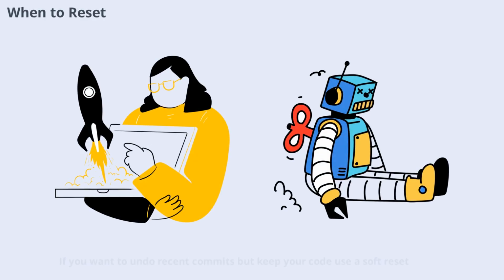If you want to undo recent commits but keep your code, use a soft reset. If you need to completely revert your project to a previous state, use a hard reset. Always double-check before running a hard reset, especially in collaborative AI projects, to avoid losing important work.